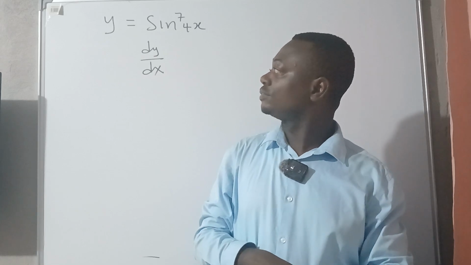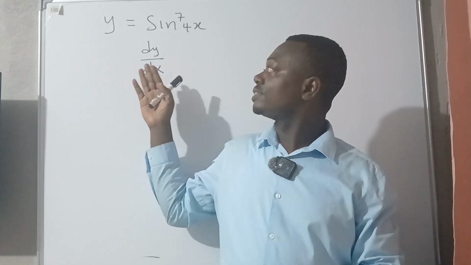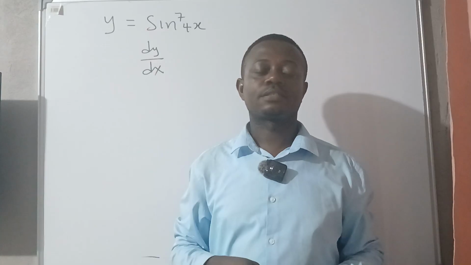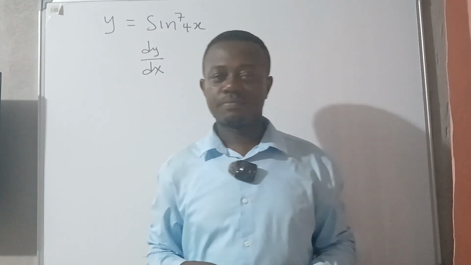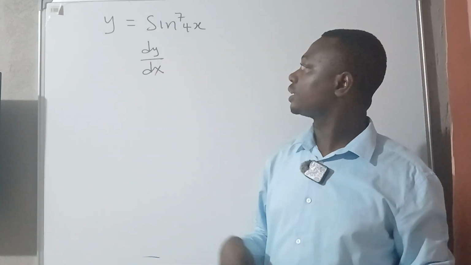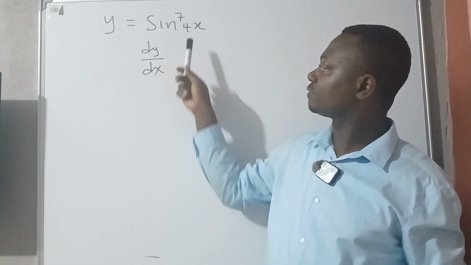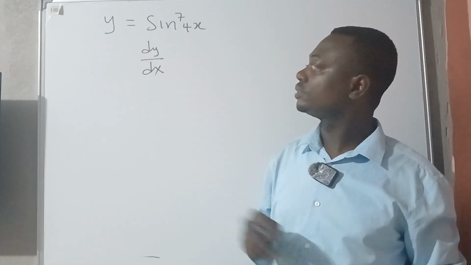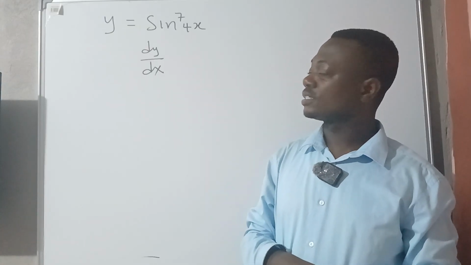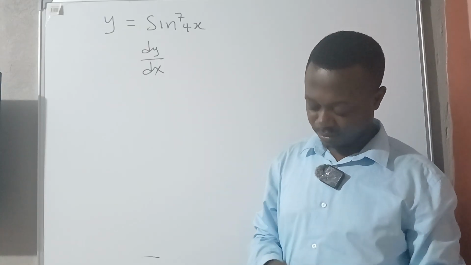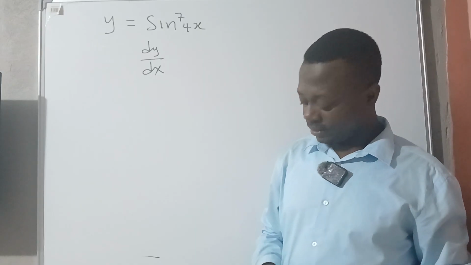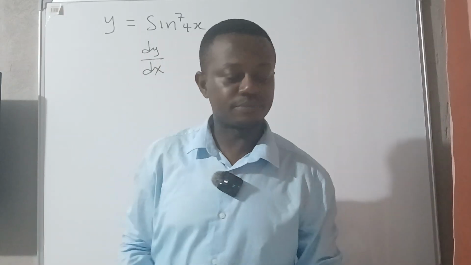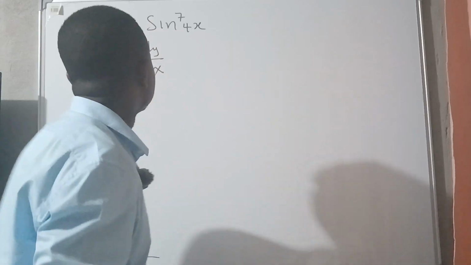Look at how to differentiate this trig function. We are given y equals sine to the 7th power of x. So how do we differentiate this? Let's observe this one carefully. Solution.